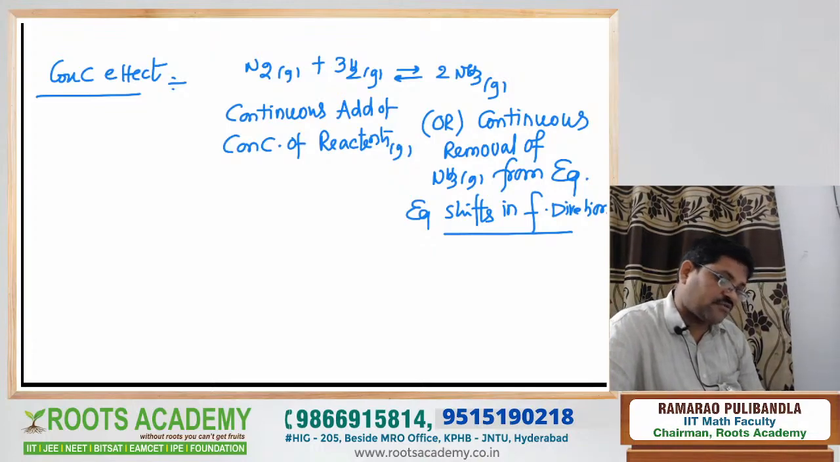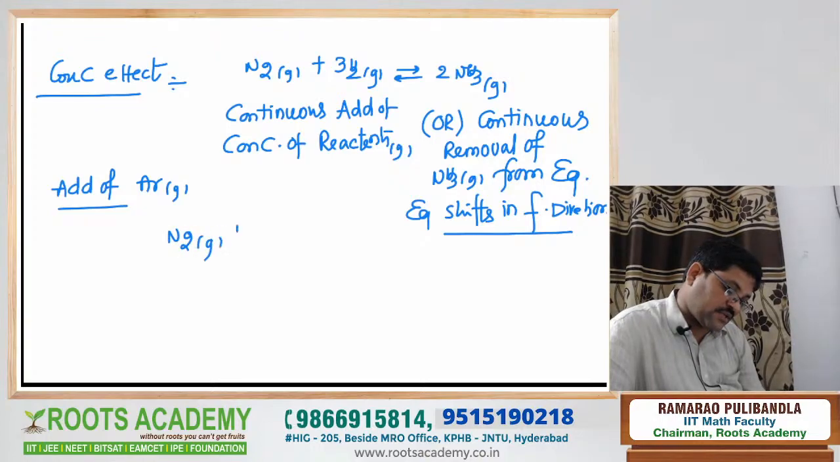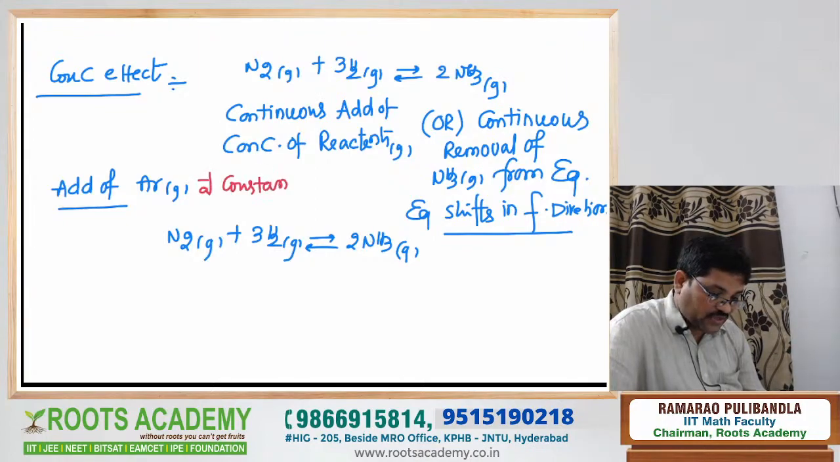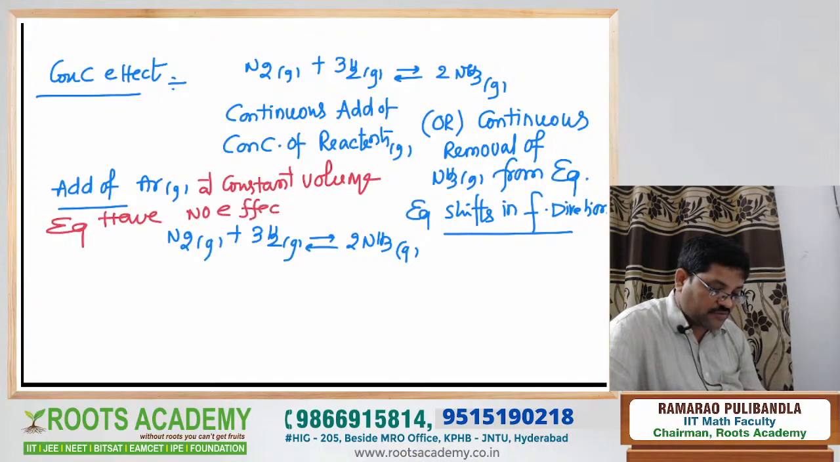And go to the addition of noble gases. Next one, last one. Addition of the noble gas, argon gas. Simple explanation. When argon gas is added to the synthesis of ammonia at constant volume, equilibrium has no effect. Tell me what I am saying: addition of argon gas at constant volume, equilibrium has no effect.